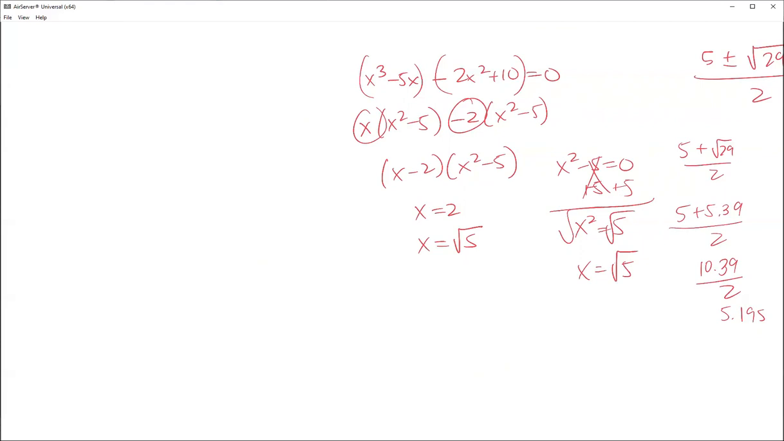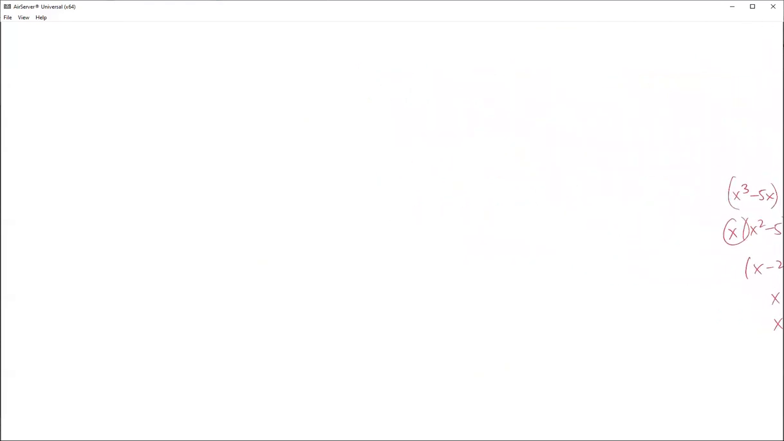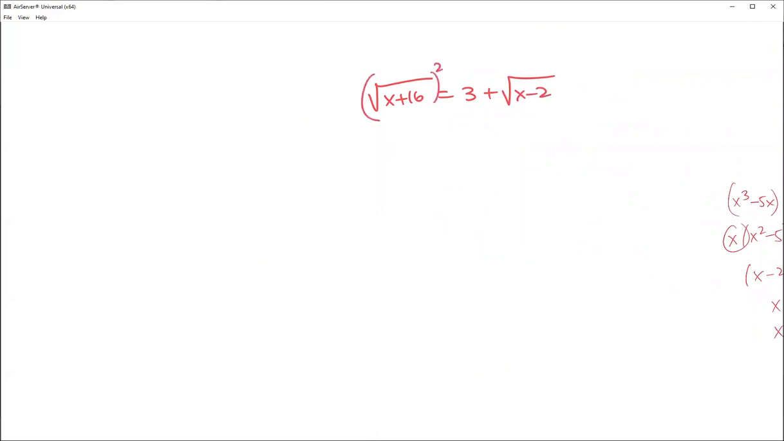All right, number 8, it's kind of a long one here. It's radical x plus 16 is equal to 3 plus radical x minus 2. Okay, you're going to square both sides. But when you square both sides, you're not just squaring the 3 and this separately. You have to FOIL it out. So it will be x plus 16 is equal to 3 plus radical x minus 2, times 3 plus radical x minus 2.